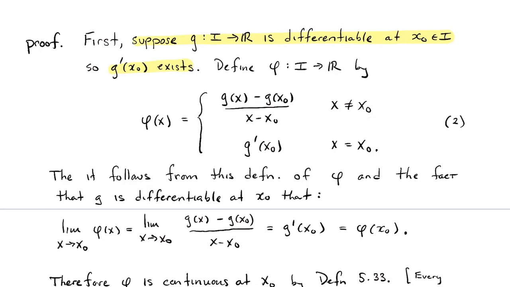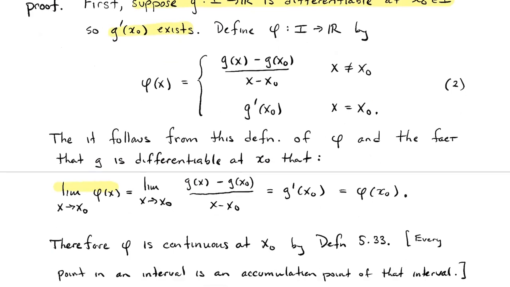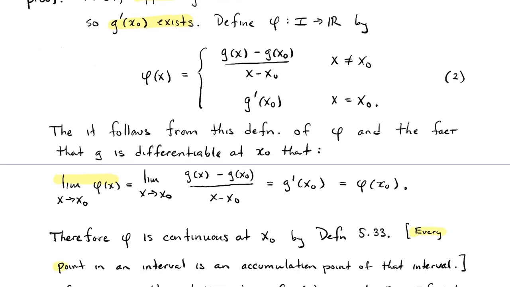So how do I prove that this function phi is continuous? That's one of the things I'm supposed to show you. Well, I'm going to use the definition of continuity. I've already remarked that x naught is an accumulation point, so I can speak about continuity in terms of limits. I'm just going to take the limit of phi as x goes to x naught. And that limit doesn't depend on the value of phi at x naught, so I can replace phi of x with what it equals when x is not equal to x naught, because this limit never depends on the point that I'm taking the limit at.